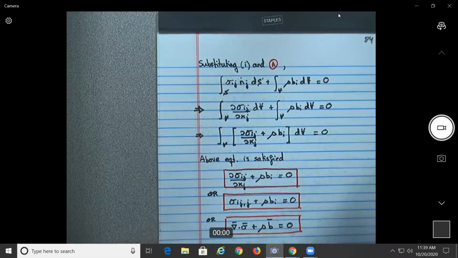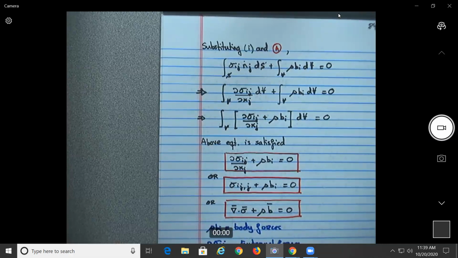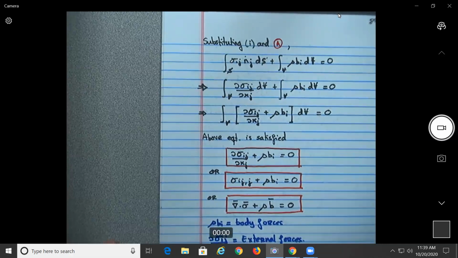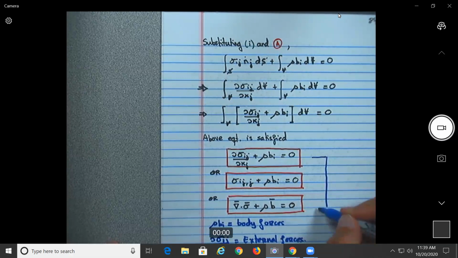Okay, so remember over here, rho b_i will be the body forces. And this term over here will be equivalent to what? What is the action of the external forces? Because all these three equations are equivalent to what? I mean, we just said this is equivalent to the summation of forces equal to 0, no?